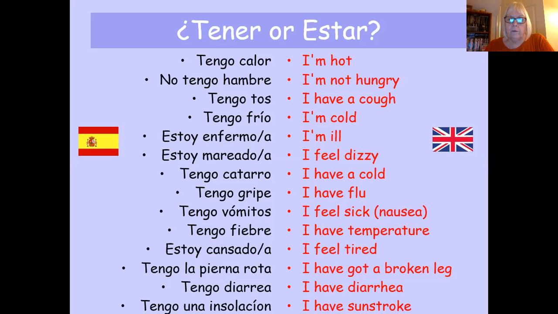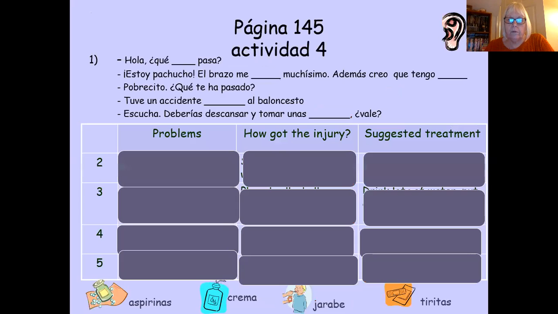Okay, so moving on now. Listening. Now, the listening file is attached in Google Classroom for this. It says lesson 2 listening. So you can play this as many times as you like. Go back over it and have a look at it. The slide here has a few words at the bottom that you may need. You've got aspirinas, crema, jarabe, which is like either cough syrup or medicine, and tiritas, which are plasters.